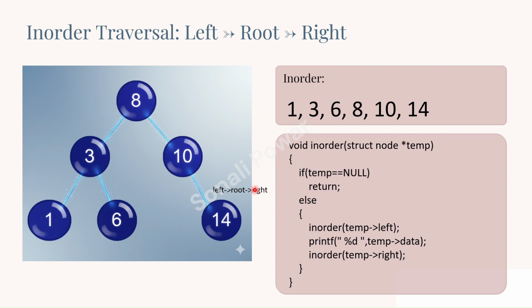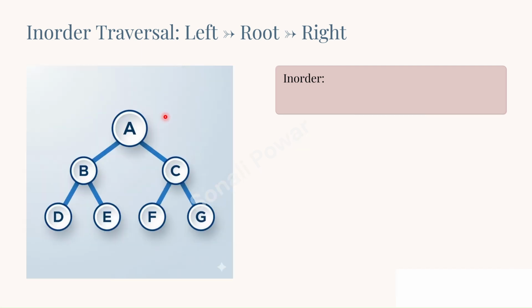And after that, you can go to the right side of this 8 and visit all the elements in the inorder fashion. So here the printf statement will be in the middle of the two recursive statements. First go to the left side in the inorder fashion, then print the data, and after that go to the right side in the inorder fashion. Like that you can implement the inorder traversal in the C language. Write your answer in the comment: what will be the inorder traversal of this tree?